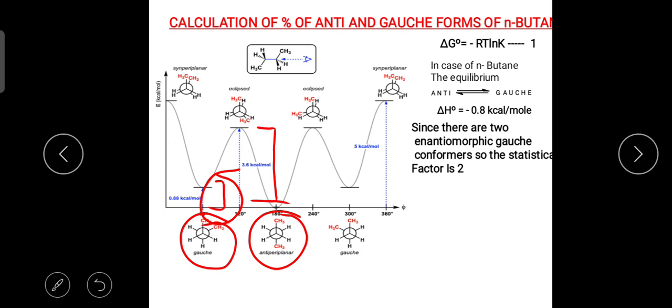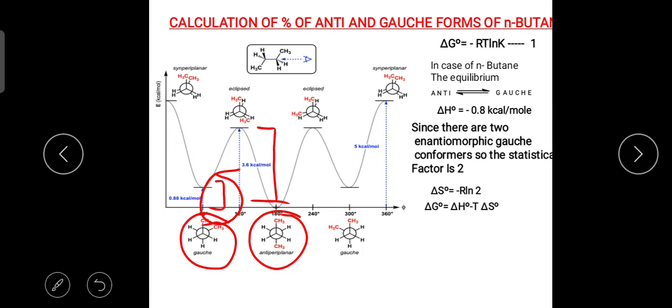So there are two enantiomorphic gauche conformers. So the statistical factor of these conformers is 2, which favors the gauche forms, and these two enantiomorphic gauche conformers lead to an entropic advantage, and we can denote this entropy by ΔS0 equal to minus R ln 2. Here 2 implies the statistical factor, which arises due to the two gauche conformers.